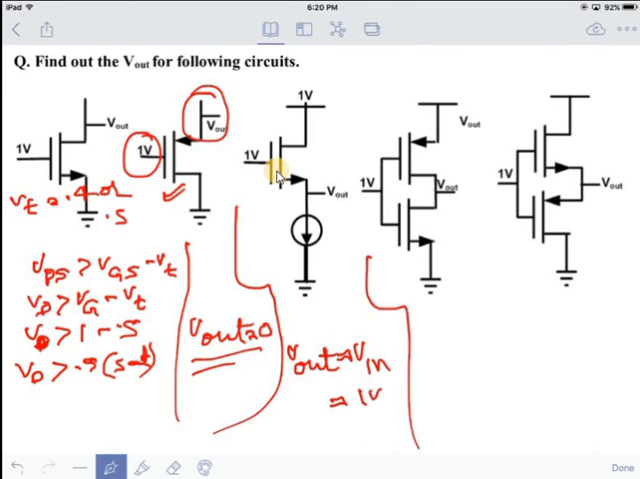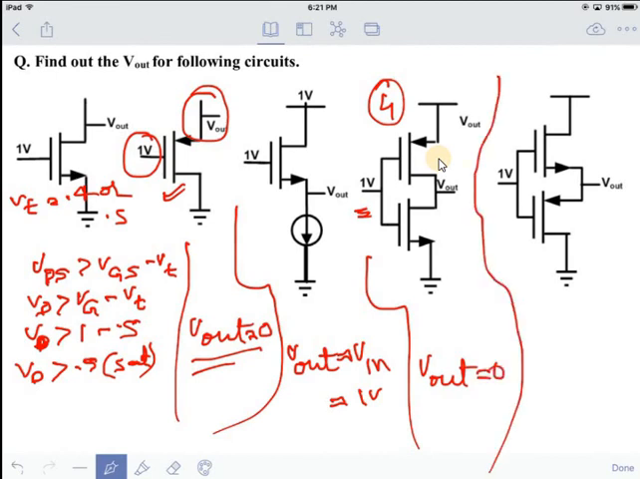Now what is the next circuit? If you see the circuit, it is an inverter. Very simple circuit, but this question was asked. For these last two questions, look at these circuits very carefully. This fourth circuit is an inverter. So at the input, if 1 volt is applied, then we can say the output will be 0 because it will invert the input.